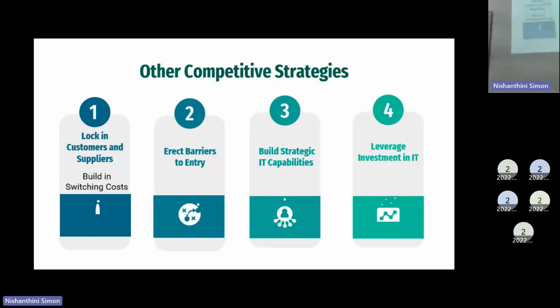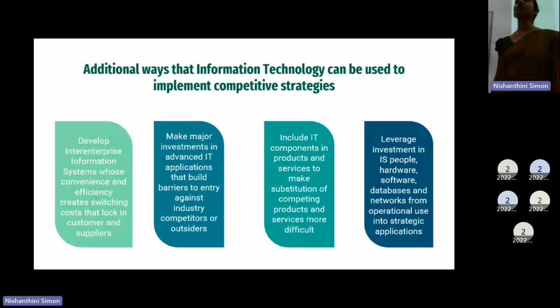Then, in the second one, we are going to create barriers. So with IT support, how are we going to create barriers? If we are already in the industry, doing the business, we will be in a stable form. So now we can make huge investments in advanced technology. Things are going smoothly, so we can try a new one with a huge investment and go for advanced technology. So we have done that.